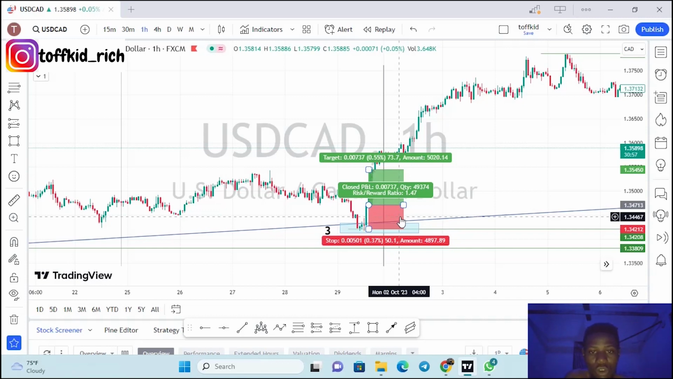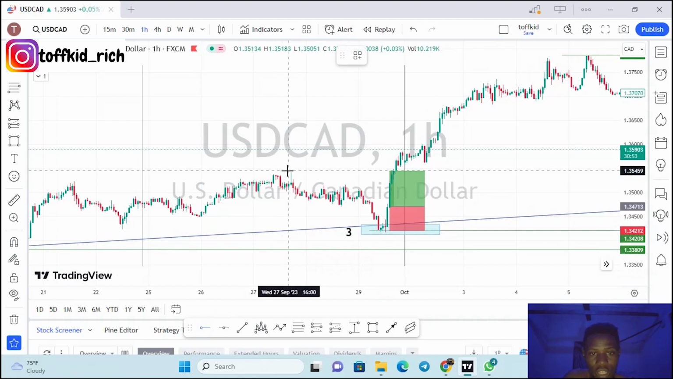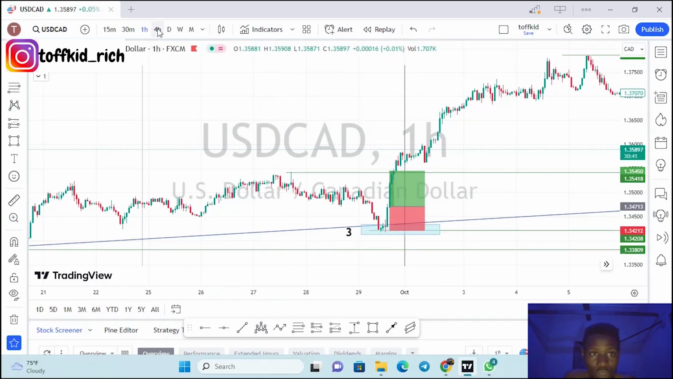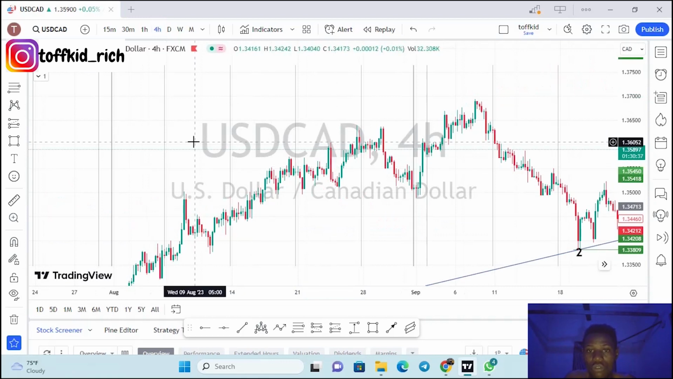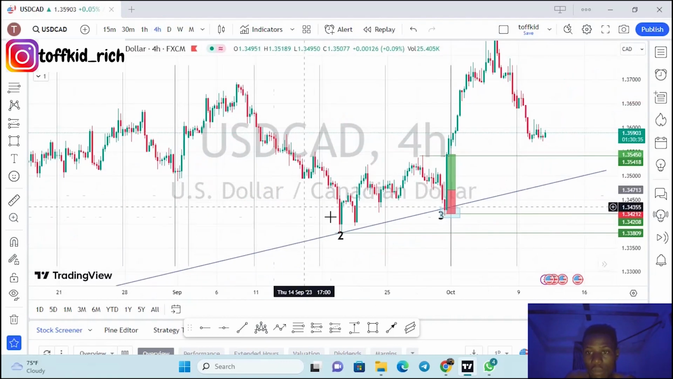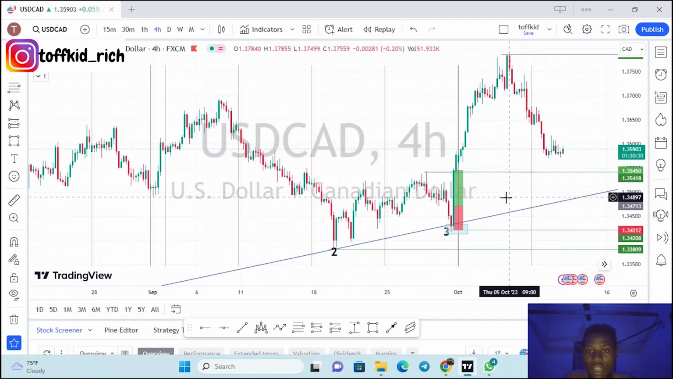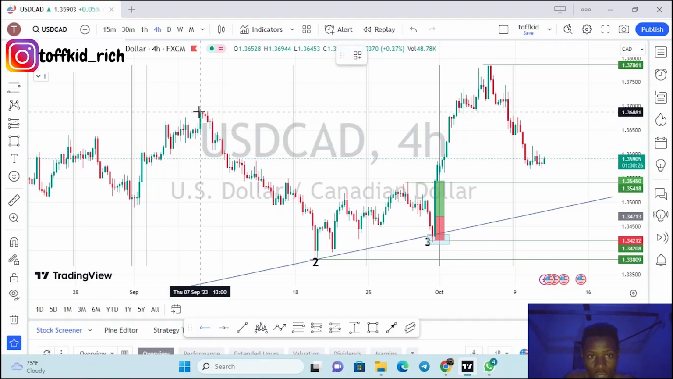And then first of all, you need to target this structure right here. Let's target this structure right here. And now the first structure is easily giving us 73 pips, and now we are going to be targeting the high of the 4-hour time frame. So the high of the 4-hour time frame was this point right here.